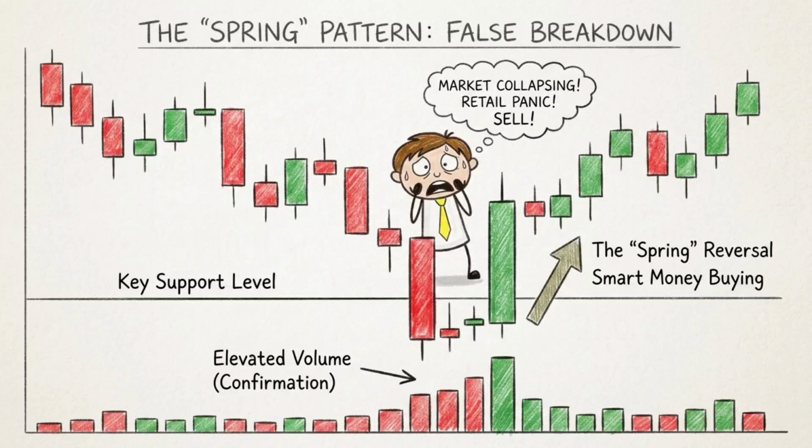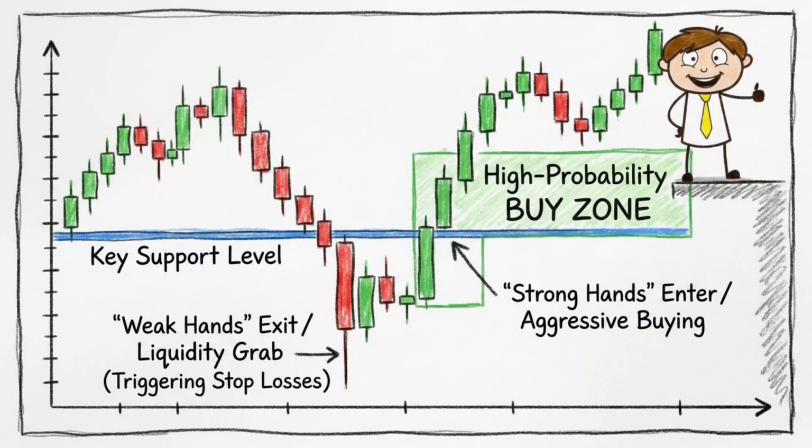Next comes the spring or false breakdown. Price breaks below a key support level. Retail traders panic and sell. It feels like the market is collapsing. But then, almost unexpectedly, price snaps back above support and volume is elevated. What just happened? Liquidity was collected below that level. Weak hands exited, strong hands entered, and this often forms a high probability buy zone.